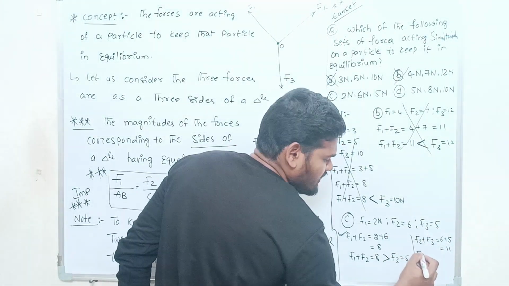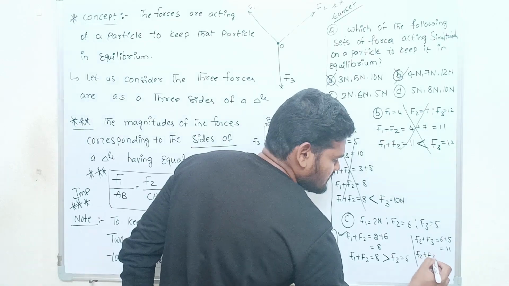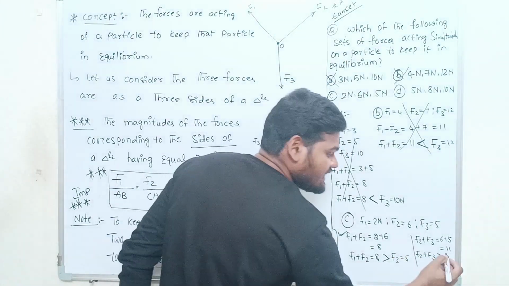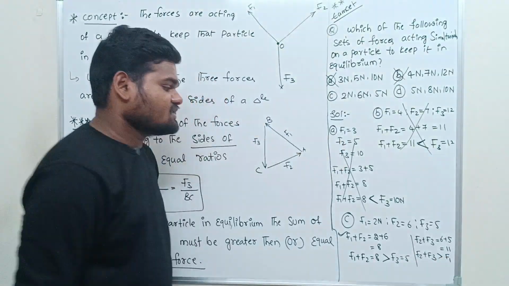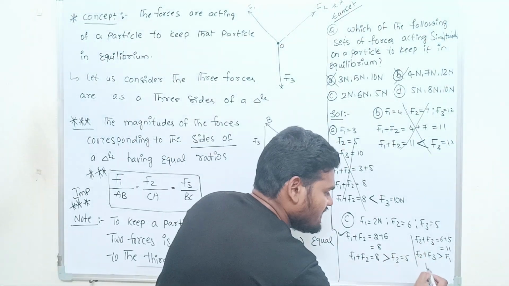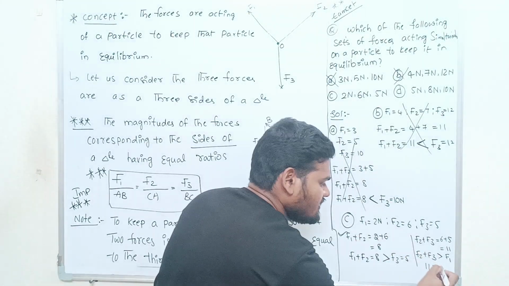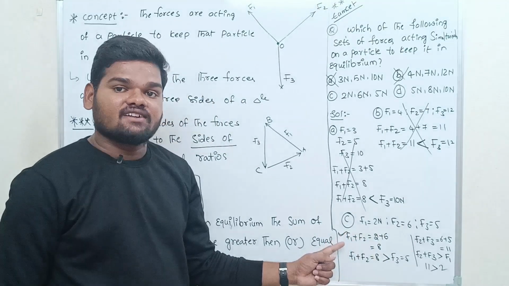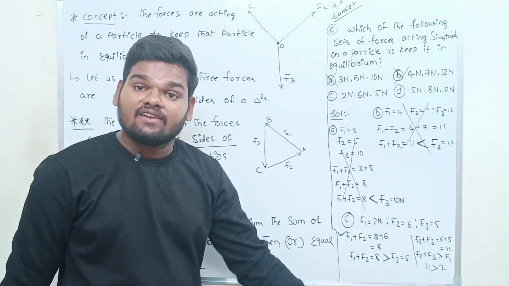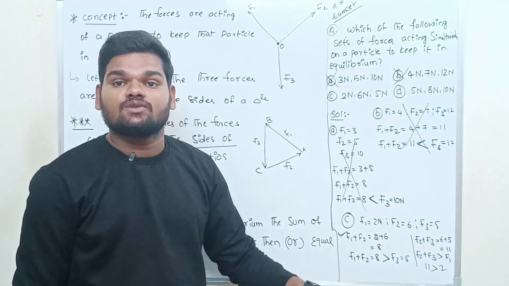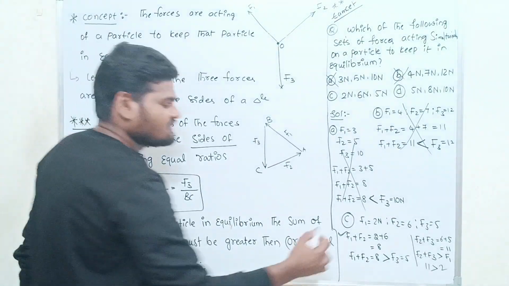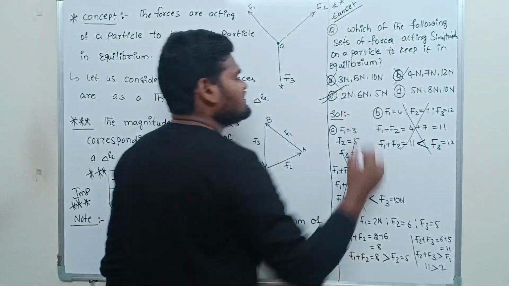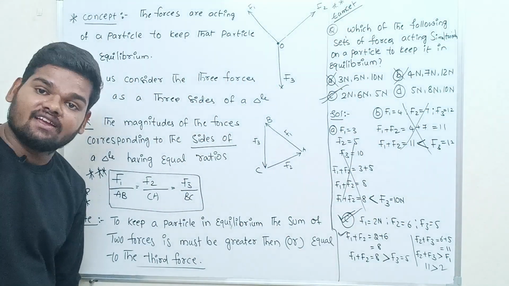So F2 plus F3 is greater than F1. The sum of the two forces, how much is it? 11, which is greater than F1. What is F1? 2. So the sum of the two forces is greater than the third one. Then it follows the equilibrium condition. So our answer is what? C is our option. Are you getting any doubts?